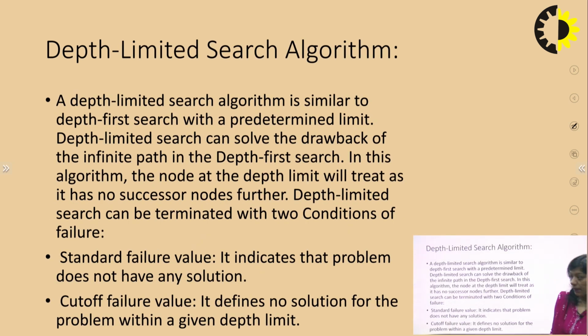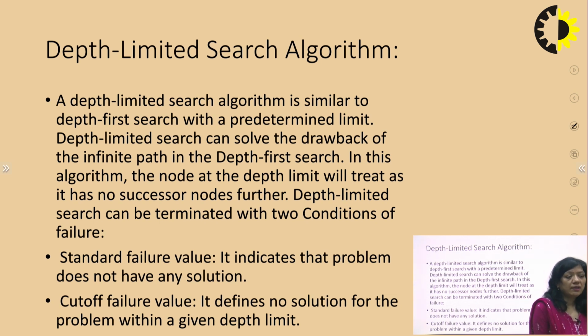Moving on, depth limited search algorithm. The depth limited search algorithm is similar to depth first search with a predetermined limit. Depth limited search can solve the drawback of the infinite path in depth first search. In this algorithm, the node at the depth limit will be treated as if it has no successor node further.